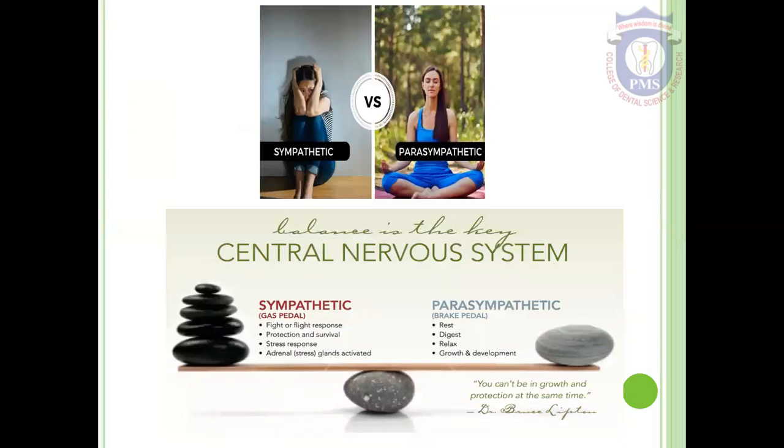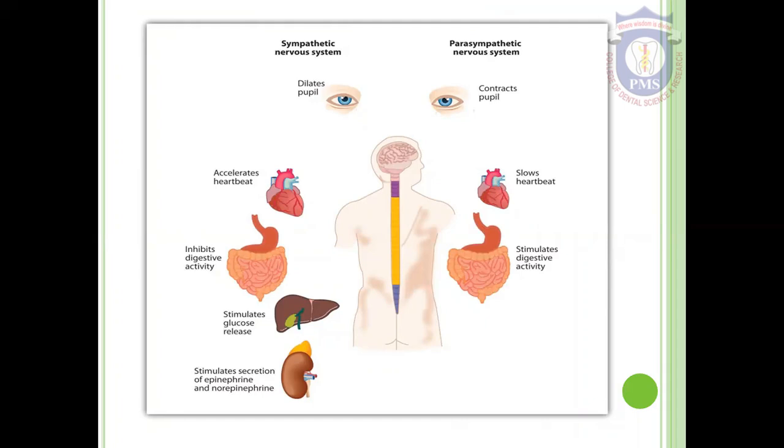Normally, there is a balance between the sympathetic system and the parasympathetic system. As a result of activation of the sympathetic system, dilatation of pupils occurs, and there is also acceleration of the heartbeat. It inhibits digestive activity, stimulates glucose release to get more energy, and also stimulates the secretion of epinephrine and norepinephrine from the adrenal gland. The parasympathetic system causes contraction of the pupil, slows the heartbeat, and stimulates digestive activity.